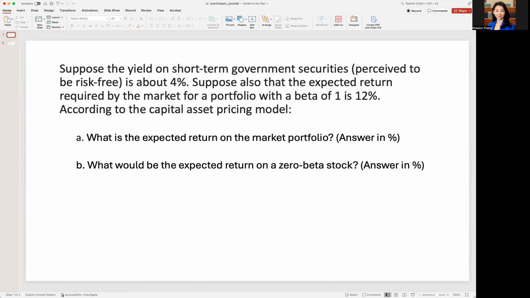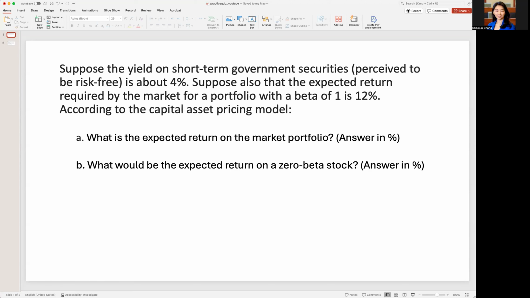Suppose the yield on short-term government securities, which is perceived to be risk-free, is about 4%. Suppose also that the expected return required by the market for a portfolio with a beta of 1 is 12%. According to the capital asset pricing model, what is the expected return of the market portfolio?